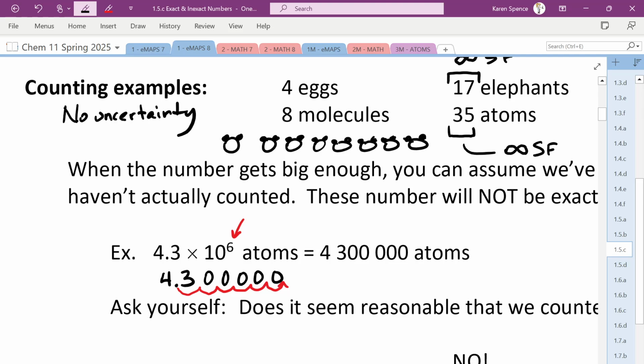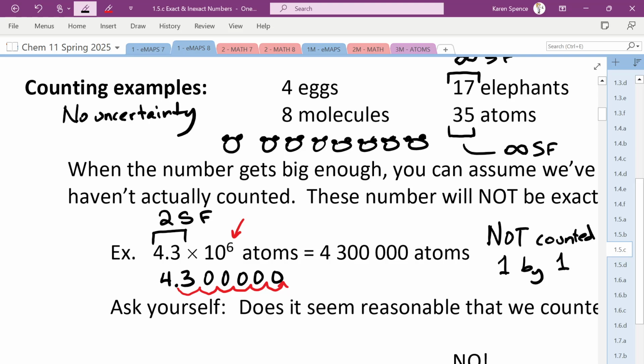4,300,000. Do you think it is likely that if I give you that number that we have exactly 4,300,000 atoms, or do you think maybe we have plus or minus a few here and there? Plus or minus, yes? So if I give you a number like that, you have to say this number has 2 sig figs and it is not counted one by one.